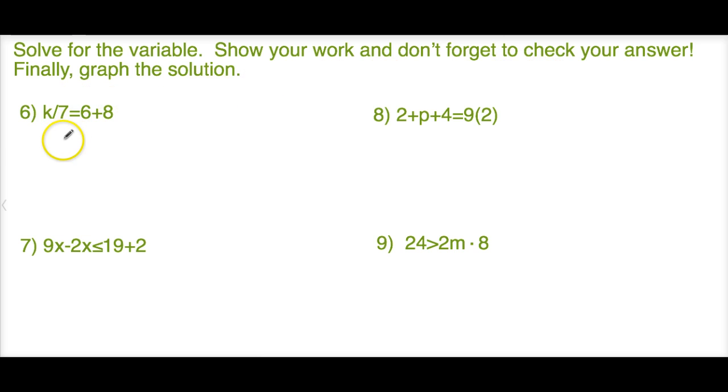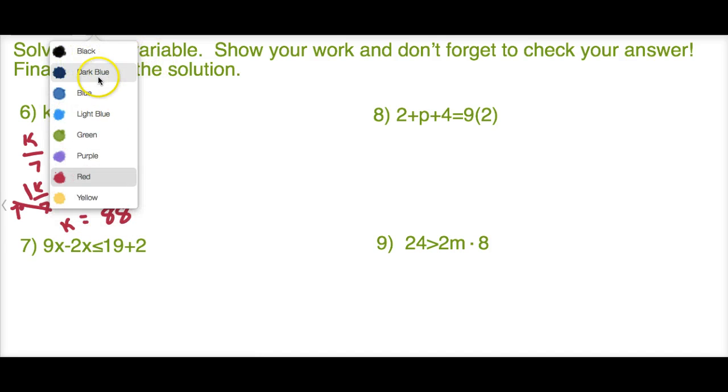Finally, graph the solution. So for this one, I couldn't copy and paste like I wanted it to, so it's k divided by 7 equals 6 plus 8. So the first thing I have to do is simplify over here to be 14, and that's k over 7. And I'm going to do the inverse. So remember, there's a 1 in front of that k, so the inverse of 1 over 7 is 7. Sorry about going crooked. And then I multiplied this side by 7 as well. And these cancel out, leaving me with just a k. And 14 times 7 is 88. So k equals 88.